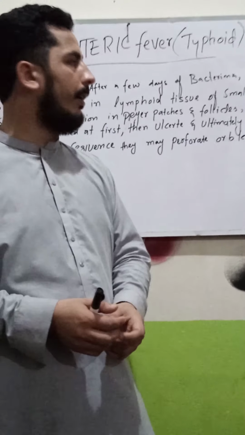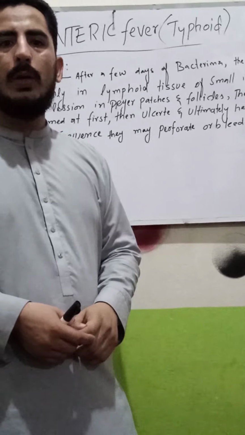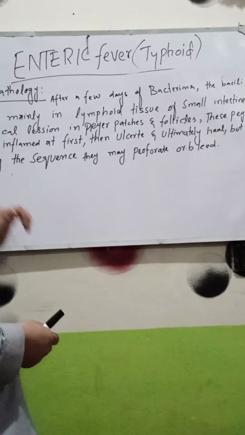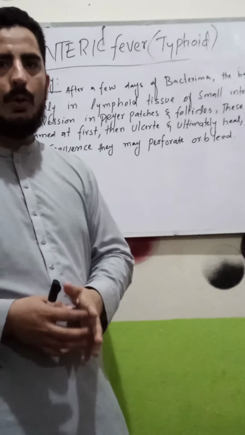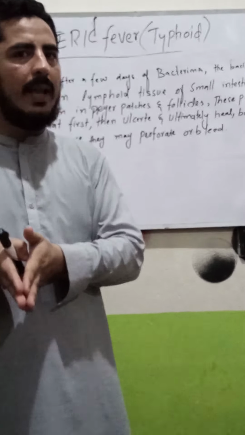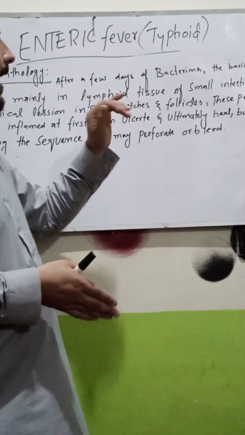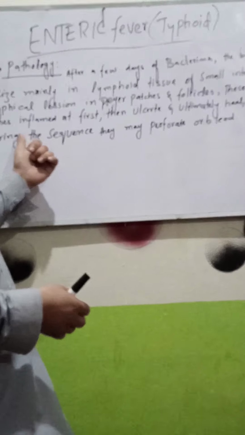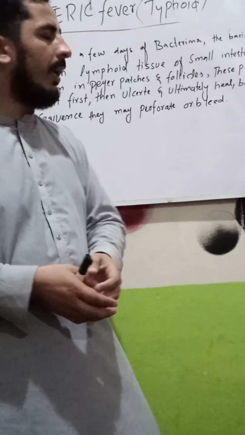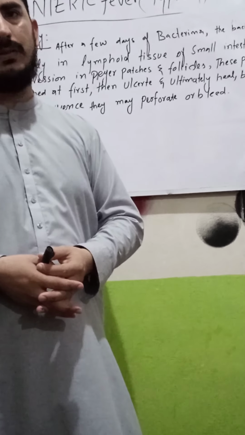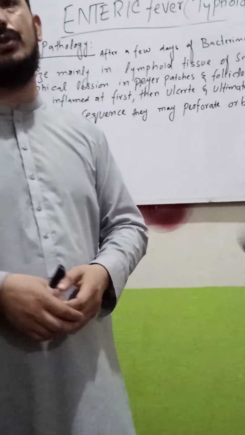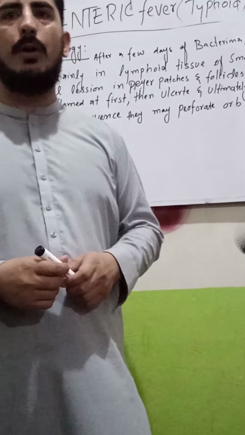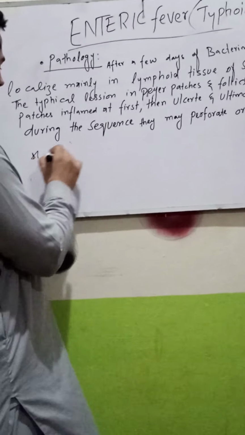Peyer's patches and the follicles. These Peyer's patches are inflamed first. Whenever Peyer's patches are inflamed, they then ulcerate and ultimately heal. But during the sequence, they may perforate or bleed. This is the pathology of enteric fever. Now we will discuss the clinical features.